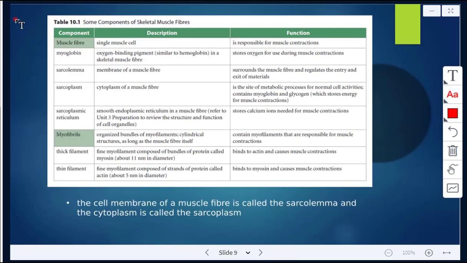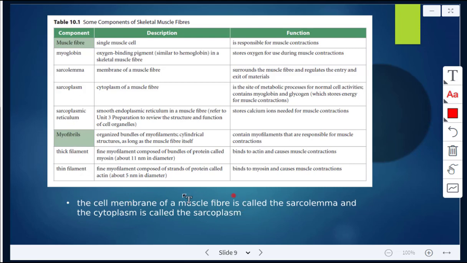All right, so some components of the skeletal muscle fibers. The muscle fiber is a single muscle cell. It's responsible for the muscle contractions. Myoglobin is an oxygen binding pigment, similar to hemoglobin. It's found in the skeletal muscle fiber, and it stores oxygen for use during muscle contractions. The sarcolemma is the membrane of a muscle fiber.